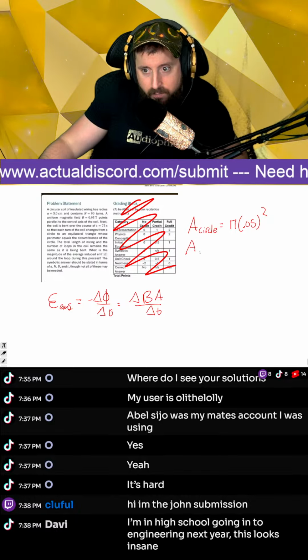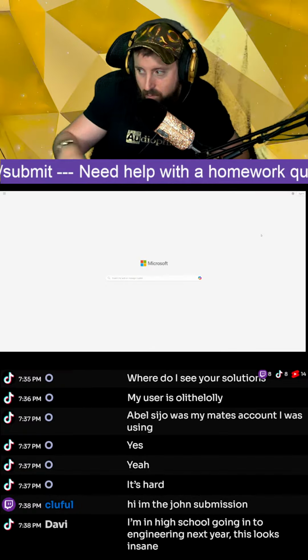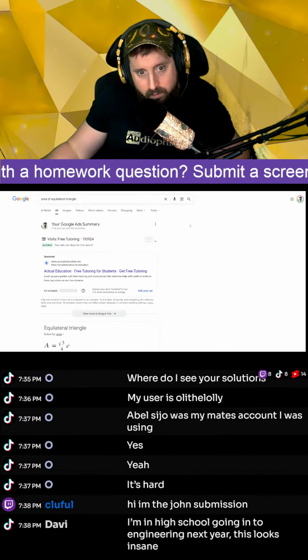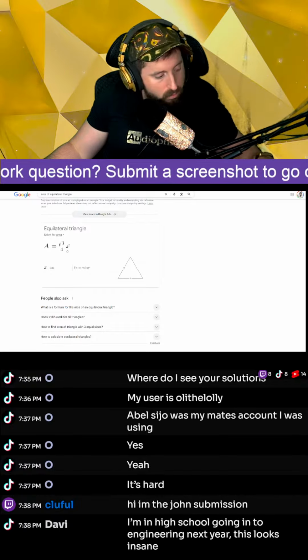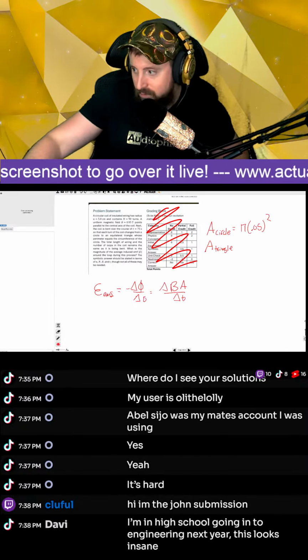And then the area of the triangle. So there's an easy way for this. Let me just look up the area of an equilateral triangle. There's an equation for it. Bingo. This is what I wanted. Whatever, I'm just stealing this. It's just easier.